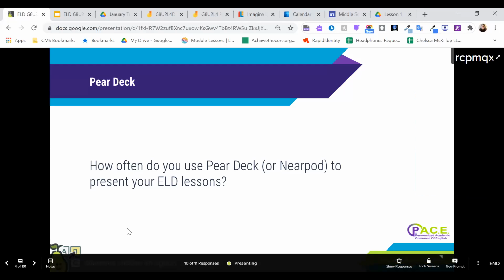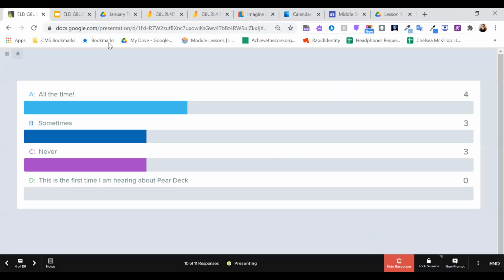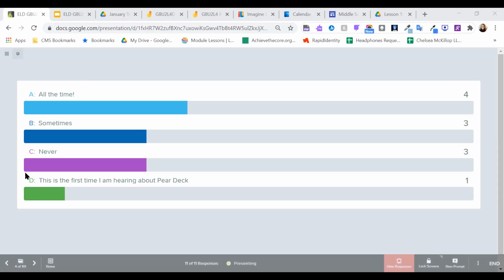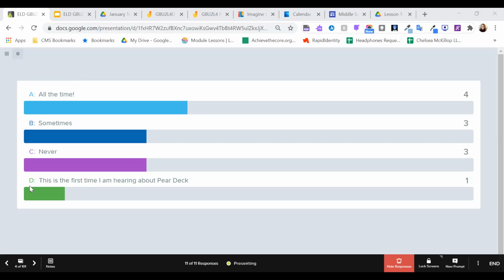And just curious, who is already using Pear Deck? Oh, awesome. We have 5 people using it all the time, 3 sometimes, 3 never, 1, it's the first time they're hearing about it. This is good. So we're a little bit all over the board, but I love to see that most of us are using it all the time. So this is not new to a lot of you. Hopefully you get to see a way to use it differently.